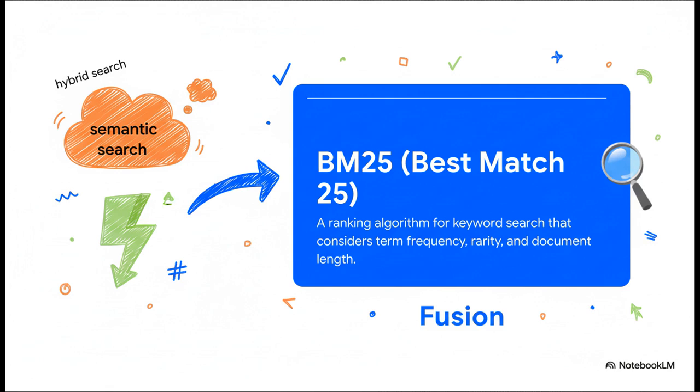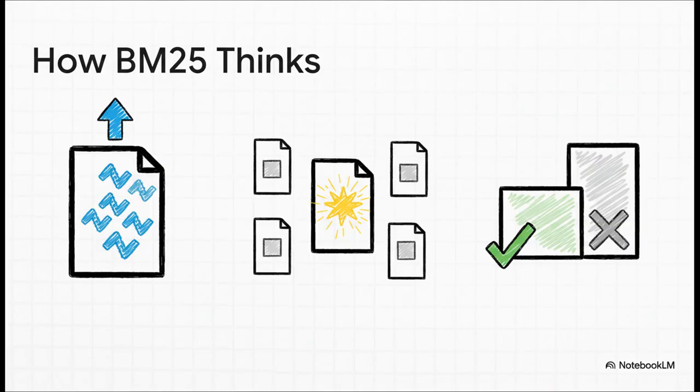And the gold standard for that is an algorithm called BM25. It stands for Best Match 25, and trust me, it's way more sophisticated than just counting how many times a word shows up. This is the powerhouse engine we need for our keyword side. So how does this thing actually think? You can really break its logic down into 3 simple ideas.